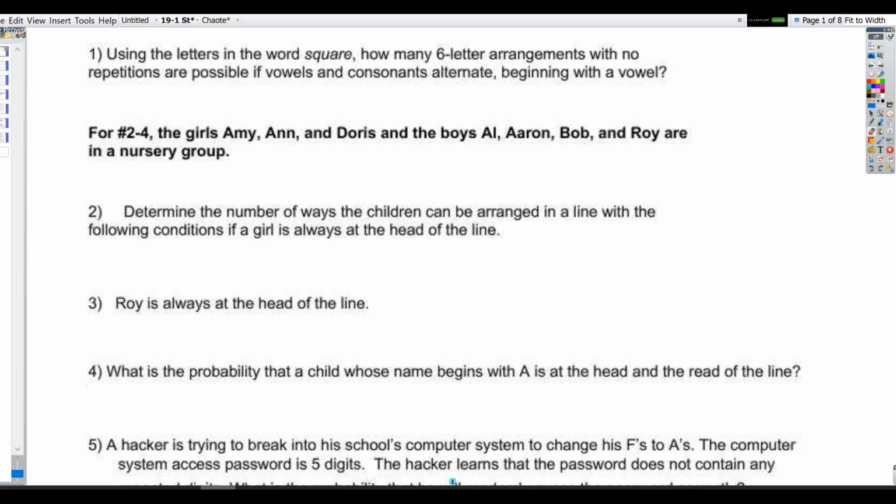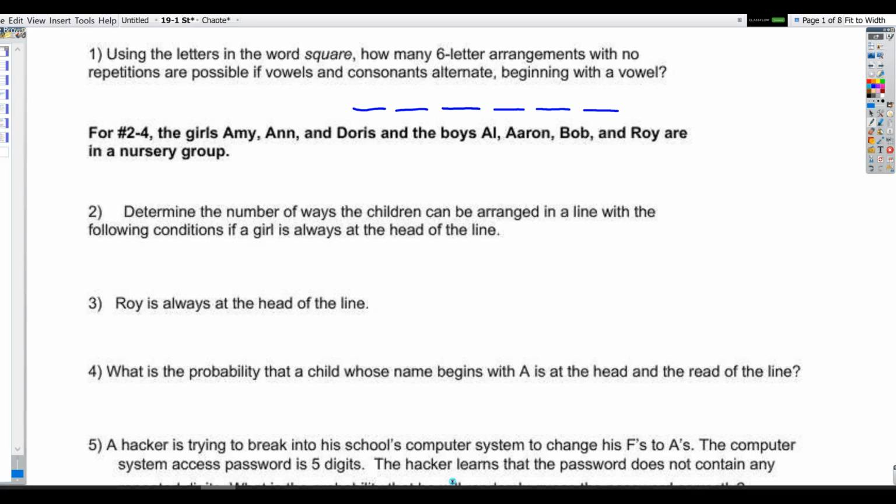So for number 1, it says, using the letters in the word square, how many 6-letter arrangements with no repetitions are possible if vowels and consonants alternate beginning with a vowel? So there's 6 positions to fill, so you could think of it like the slot position with 6 positions. And the first position you're going to fill with a vowel.